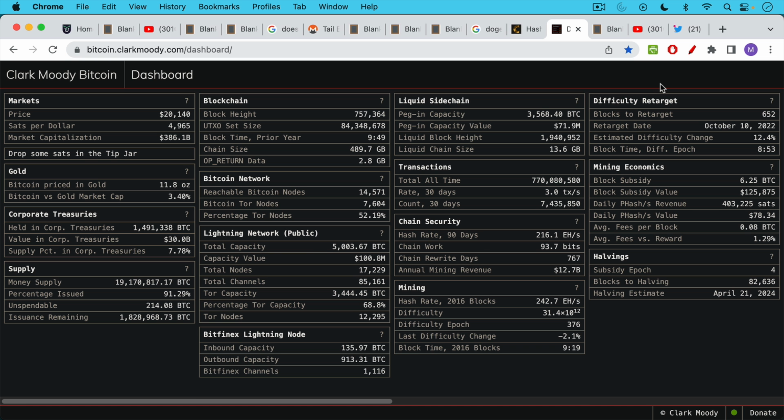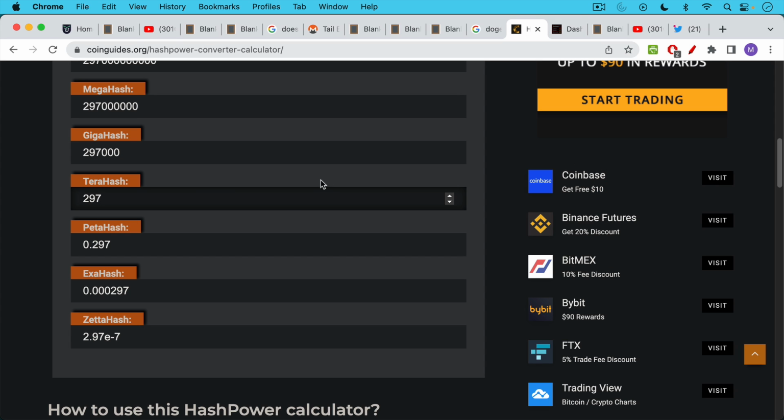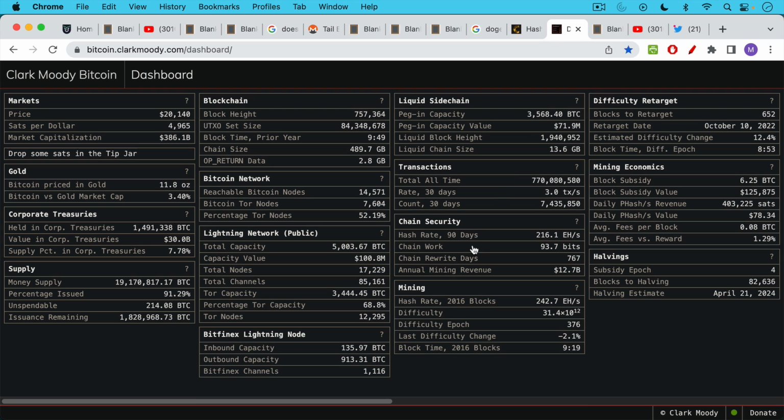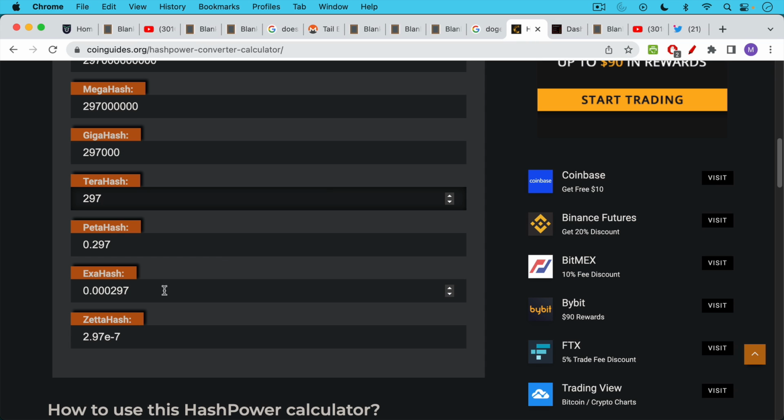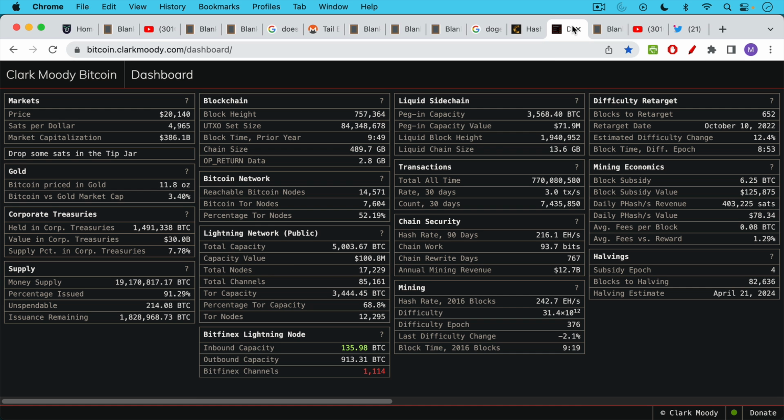Right now, Bitcoin, by contrast, has an average hash rate over the past 90 days of 216 exahashes per second. So 216 exahashes compared to 0.000297 exahashes. So we can see how far Bitcoin is ahead of all these other coins, including Dogecoin, in terms of its hash rate. So that's the hash rate for the past 90 days. That's the average hash rate.